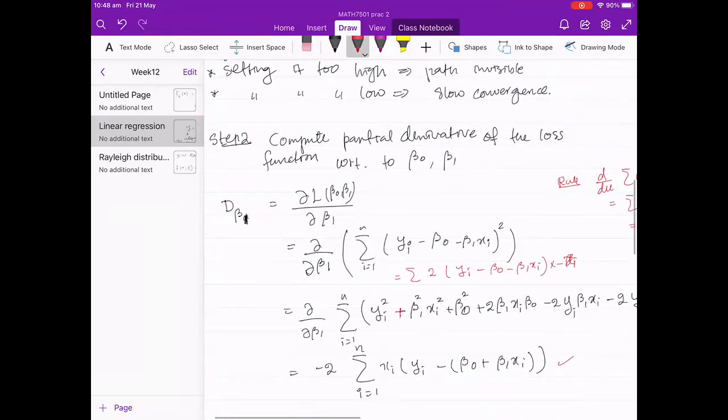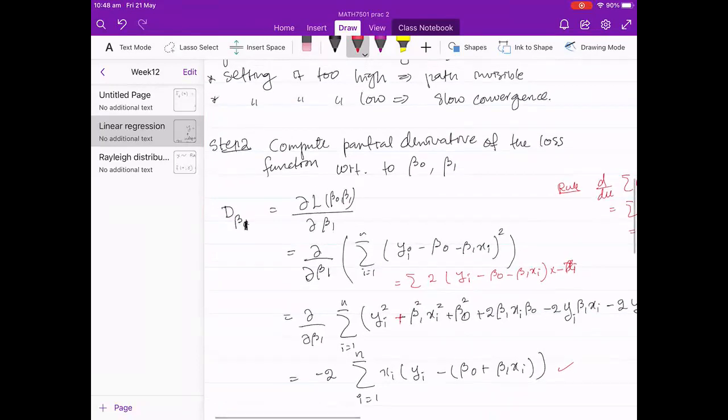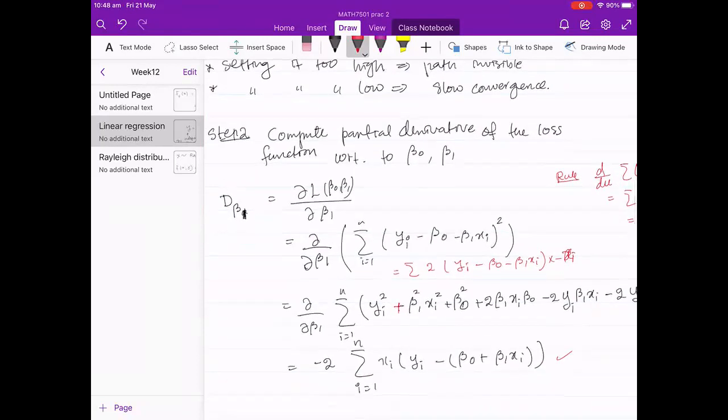Okay, the next step is to compute the partial derivative of the loss function with respect to beta 0 and beta 1. Ideally, you could just use the concept that the derivative of the sum is the sum of the derivatives. If you apply that concept, you could get this.